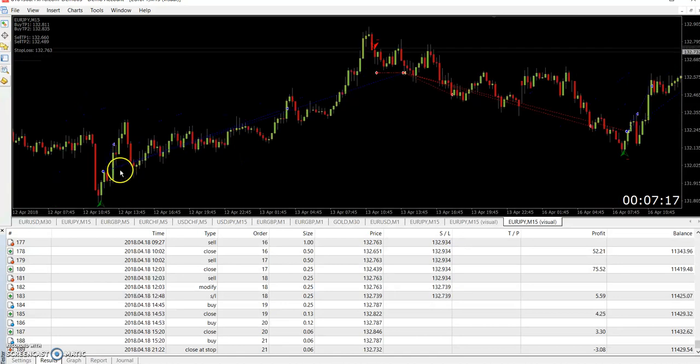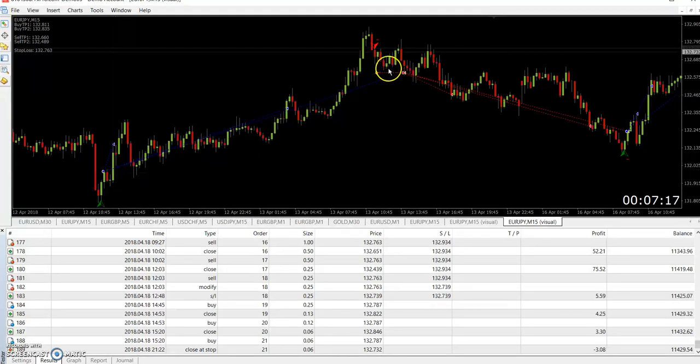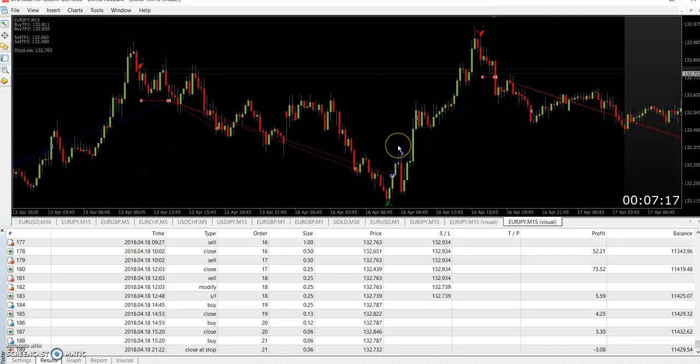Then start from here, 24, then 500, 600, so nearby 3000 pips of moving is there, but our style is profit booking and all these things, so that's why our profit is somewhat smaller than that.